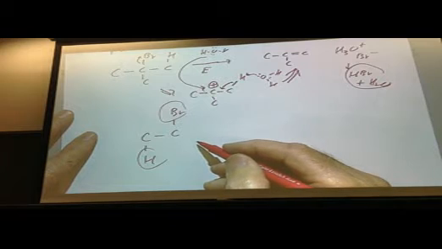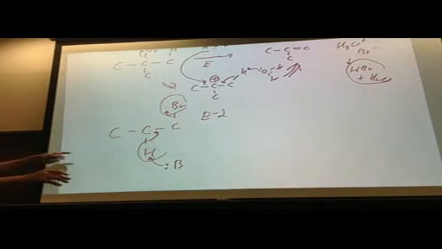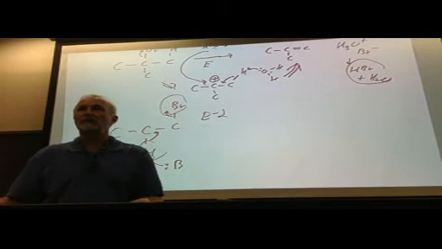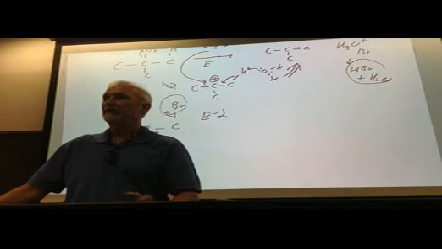Now, there are some serious constraints when you have the E2 mechanism operating. These guys have to be pointed in opposite directions. You have to be anti for an E2 mechanism. Okay? The base comes in from behind, causes this to flip up and this to flip up. Now, if you have a straight chain carbon, it doesn't matter. There's free rotation about carbon-carbon bonds. Okay, so it doesn't matter.